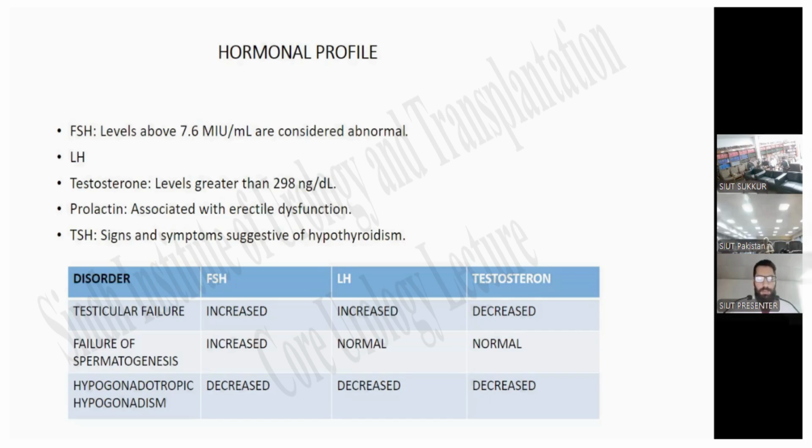So in testicular failure or primary hypogonadism, FSH and LH will be raised and testosterone will be decreased. In failure of spermatogenesis, FSH will be increased while LH and testosterone will be normal. And in secondary hypogonadism or hypogonadotrophic hypogonadism, FSH, LH, and testosterone will all be decreased.